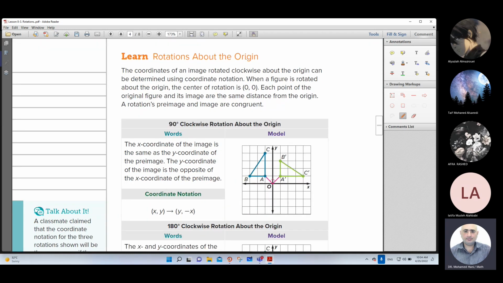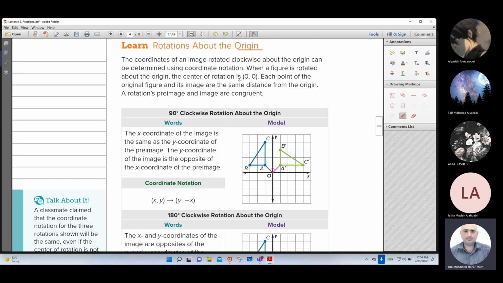Rotations about the origin. The coordinates of an image rotated clockwise about the origin can be determined using a coordinate rotation. When a figure is rotated about the origin, the center of the rotation is 0, 0. So each point of the original figure and its image are the same distance from the origin. In a rotation, the pre-image and image are congruent.